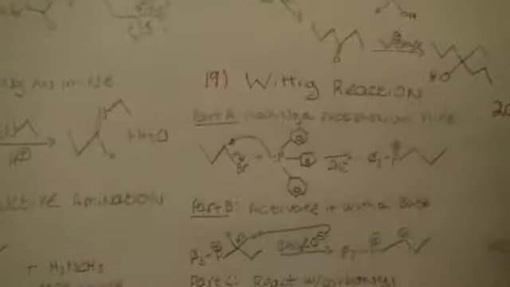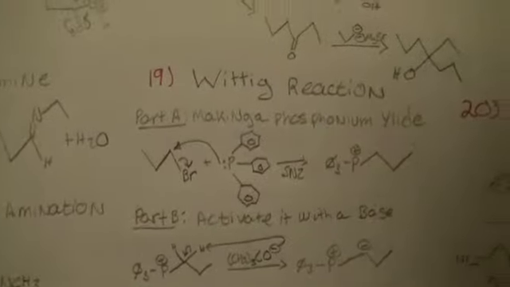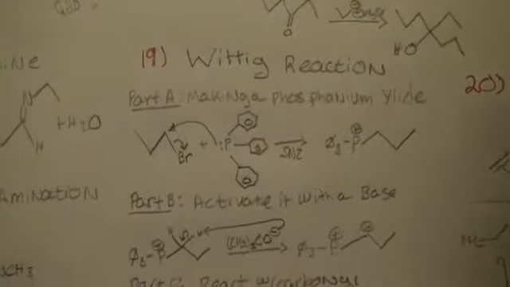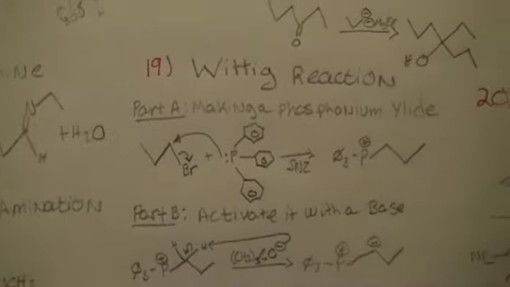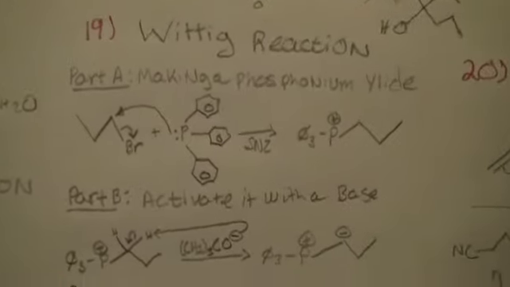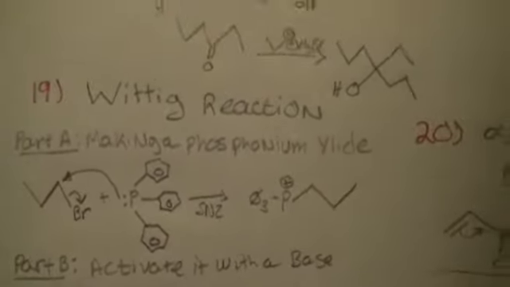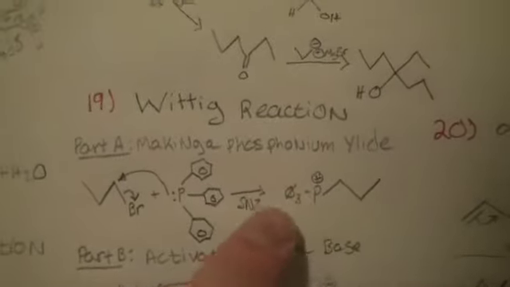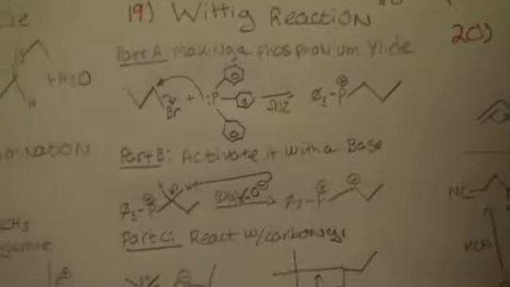Next, we're going to talk about the Wittig reaction. It's spelled differently than it sounds. It's German. The Wittig is German. In the first part of the Wittig reaction, you're going to make a phosphonium ylide by reacting an alkyl halide with this compound right here via SN2. And this little O with a dash through it, that's one of the benzene rings.